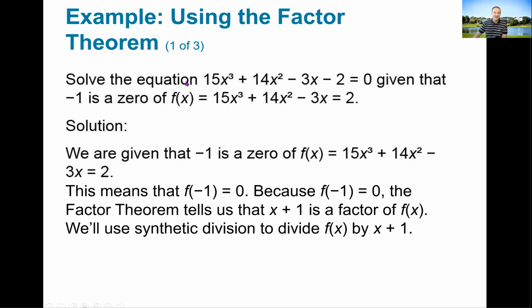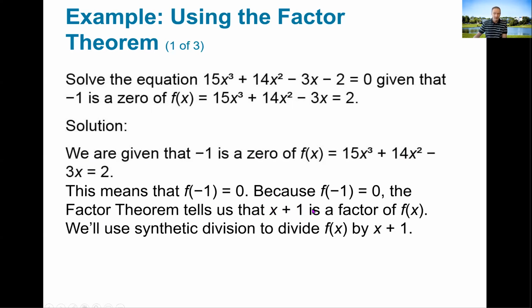Now, what it's saying is to solve this equation given that I'm already telling you -1 is a 0 of that function. So the fact that we know that -1 is a 0 of that function tells us that x plus 1 has to be a factor. So if -1 is a 0, then x plus 1 is a factor. That means f of -1 is 0. Because f of -1 is 0, the factor theorem tells us that the corresponding factor, the factor that would give you a solution of x equals -1, is the factor x plus 1.